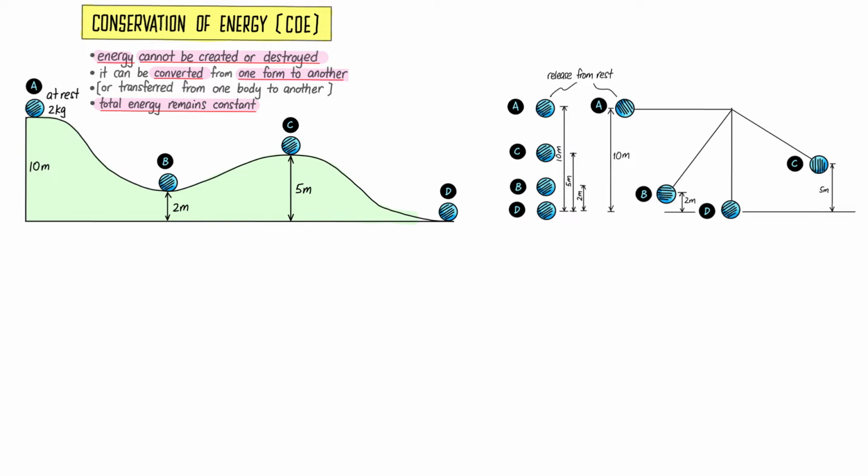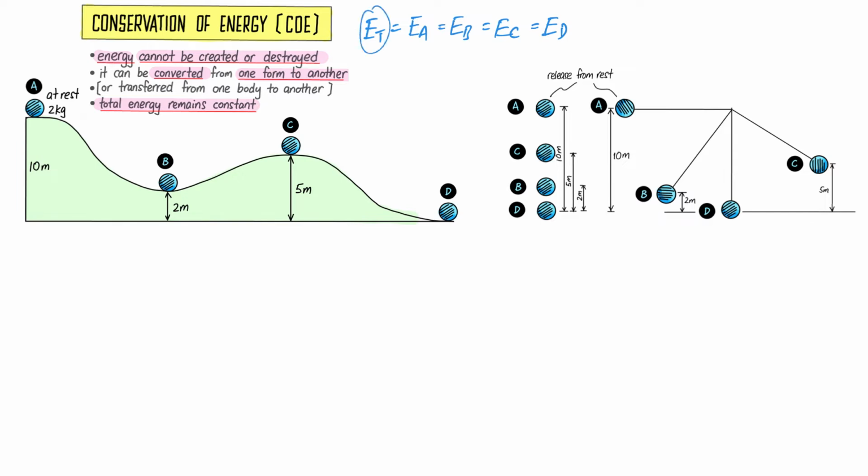So how do we find the total energy? Let it be ET, total energy. Because the total energy at any point A, B, C or D will be the same, that means the total energy at point A is equal to the total energy at point B, to point C, and to the total energy at point D. So the total energy remains constant.